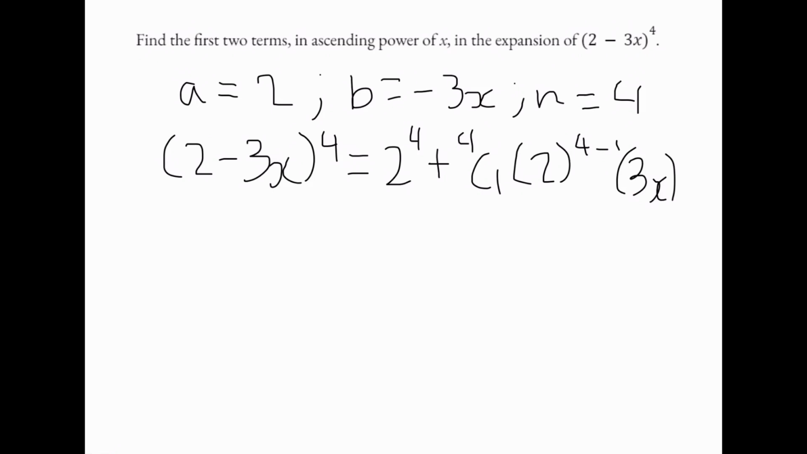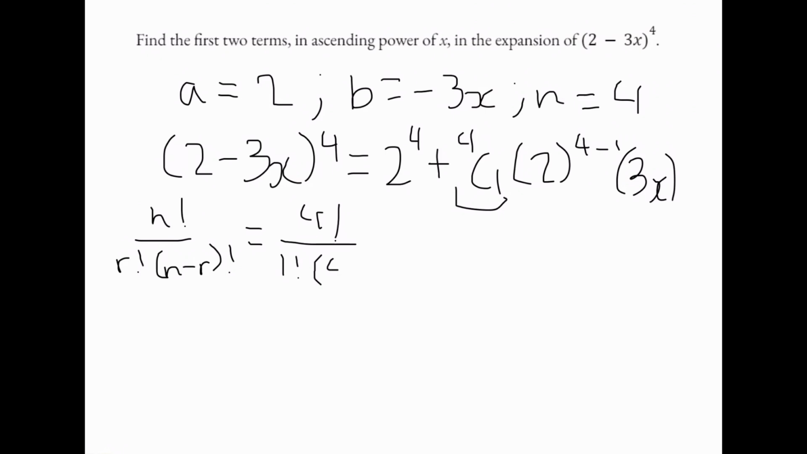So now we have the following equation. To solve the binomial coefficient here, we want to use the binomial coefficient formula. So it would be n factorial over r factorial times (n minus r) factorial, which would be 4 factorial over 1 factorial times (4 minus 1) factorial.